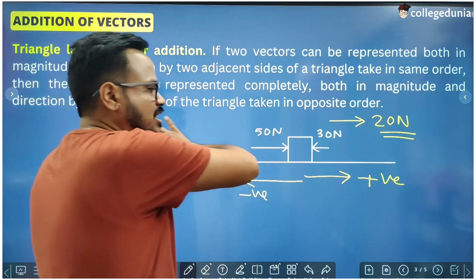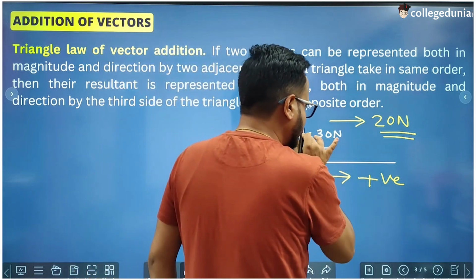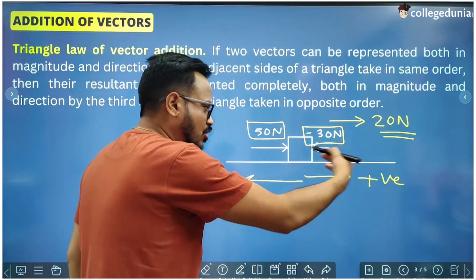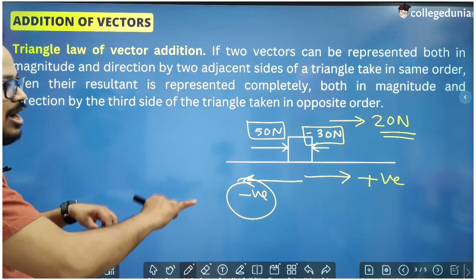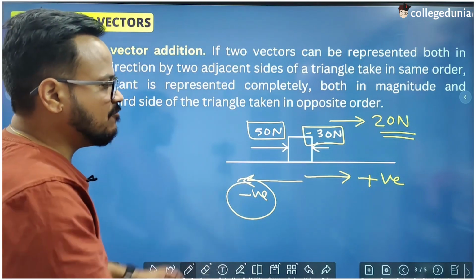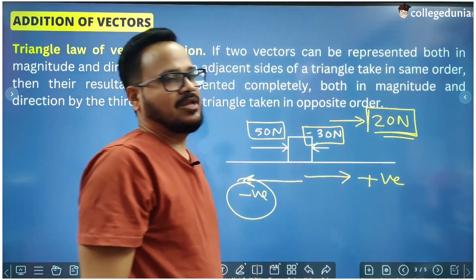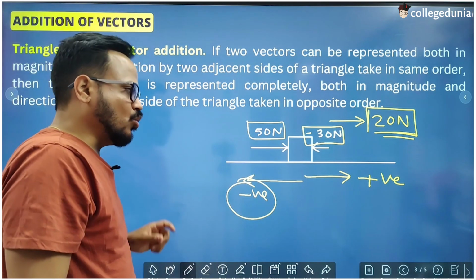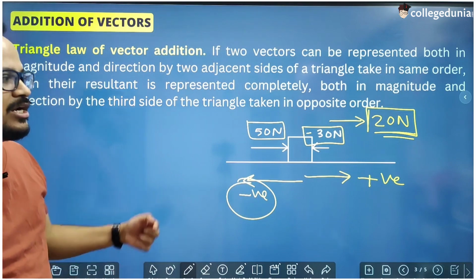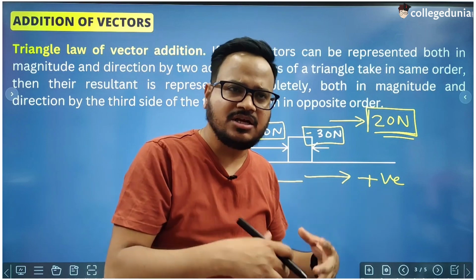So if I am taking this direction as positive, then this 50 Newton will be taken as plus 50, but this 30 Newton will be taken as minus 30, because it is acting in the direction which we have taken as negative. So now by putting the correct sign, if we add these two vectors, 50 minus 30, we are going to get 20, right? So this is what the addition of vectors means. But what happens if these two vectors are not acting in opposite directions, they are acting at 90 degrees to each other, or they are acting at 60 degrees to each other?